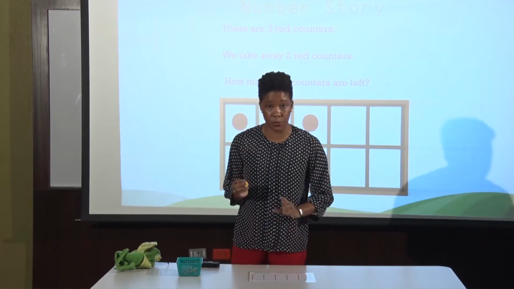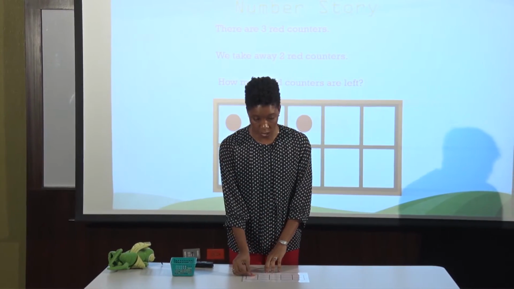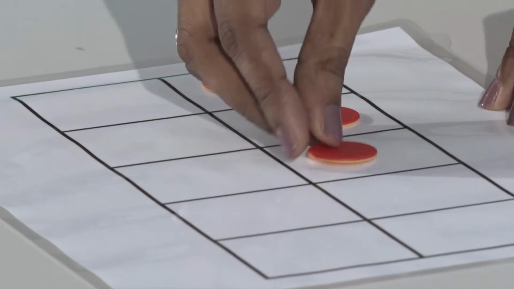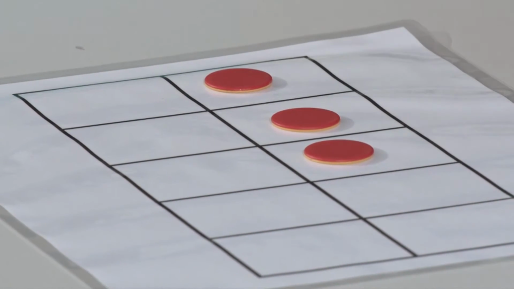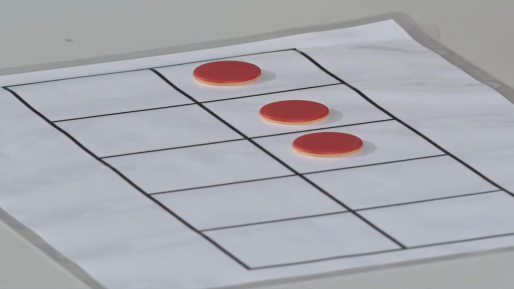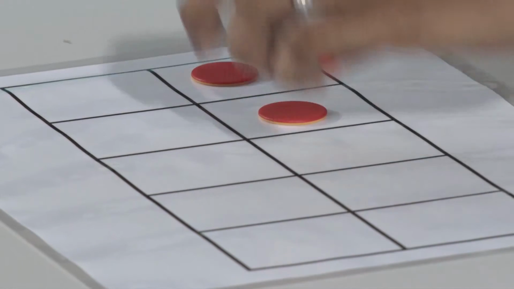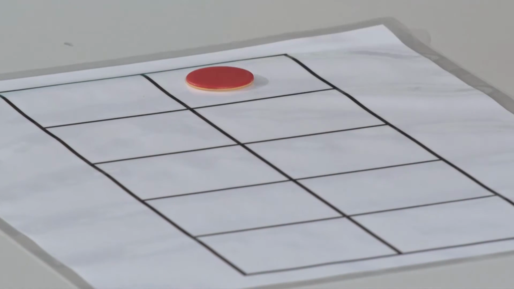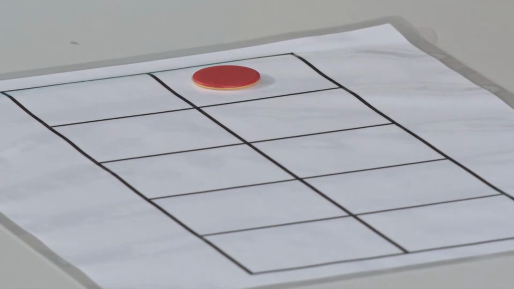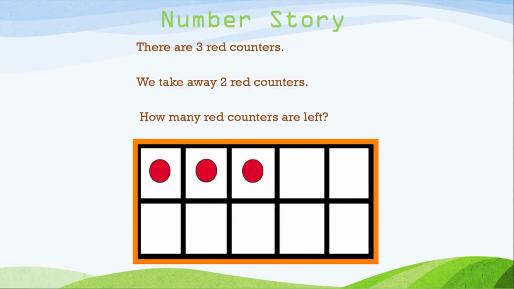So I'm going to place the 3 red counters. Count with me. 1, 2, 3. And how many did we remove? 2. So I'm going to take away 2 red counters. Let's go. 1, 2. How many are left? That's very easy. There's only 1 red counter on our 10 frame. So 3 take away 2 equals 1.